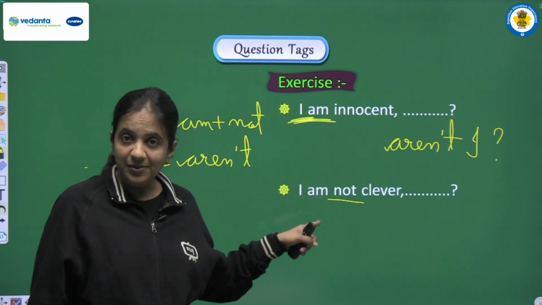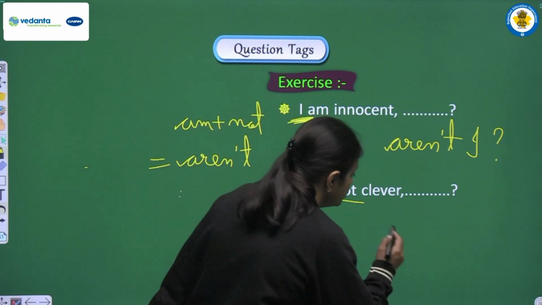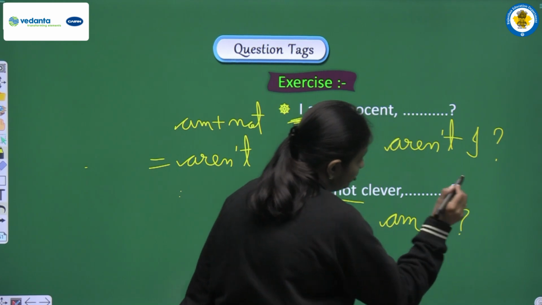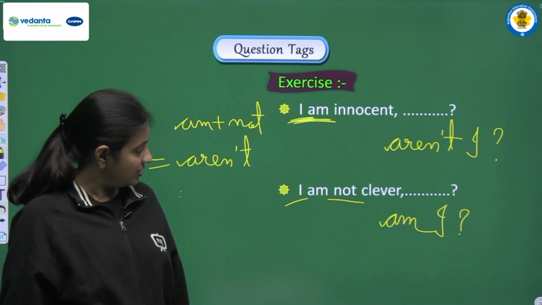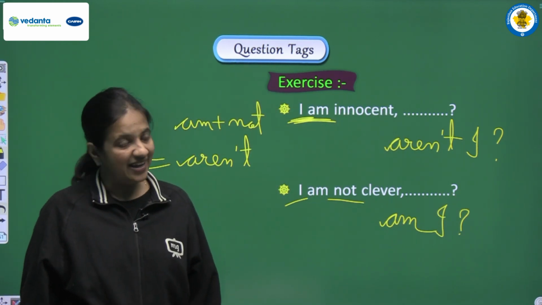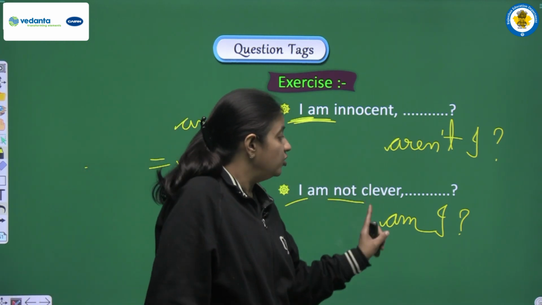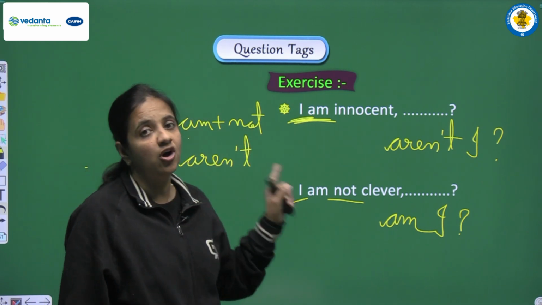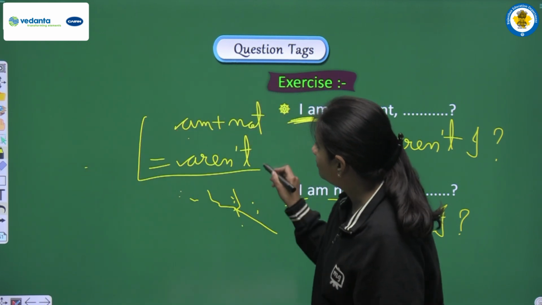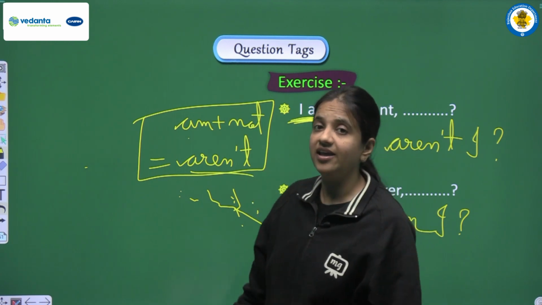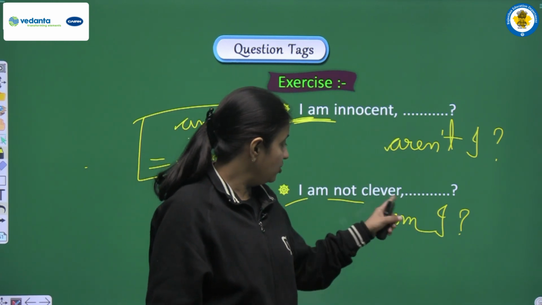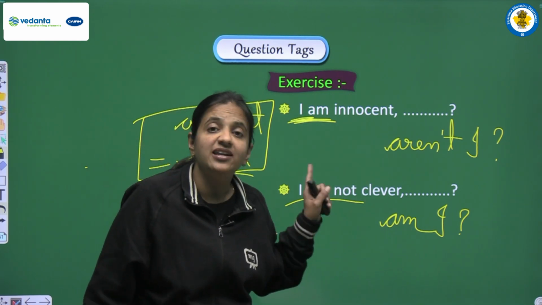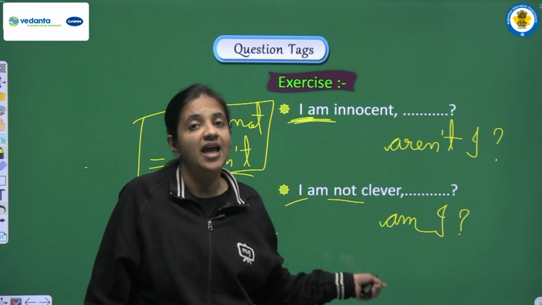We have am here as the auxiliary verb, so we will use the same am and I as the pronoun. So the question tag will be am I, and the sentence will be, I am not clever, am I? So students, look here very carefully and learn this: the short form of am plus not is aren't I. But if we have a negative statement and we have to write the positive question tag, then we will write am only. Now we won't replace am with are.